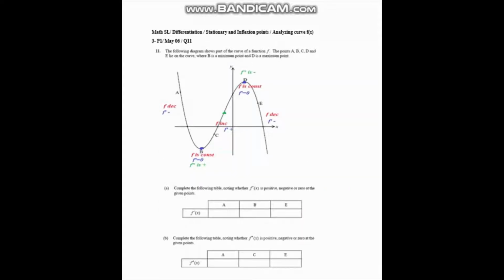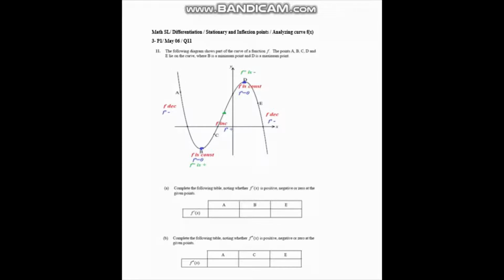So we are given the graph of f and we are required to analyze f dash and f double dash at some given points on the graph. So we begin by our general analysis of the curve. Take a look. So I've done my usual analysis for the curve. I've identified decreasing, constant and increasing parts of the graph in red. I translated them to negative, 0 and positive values of f dash in blue.